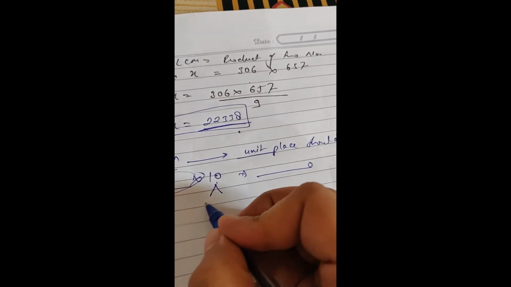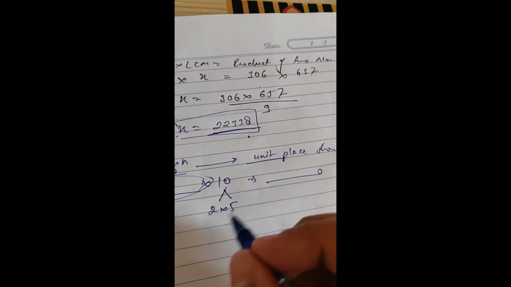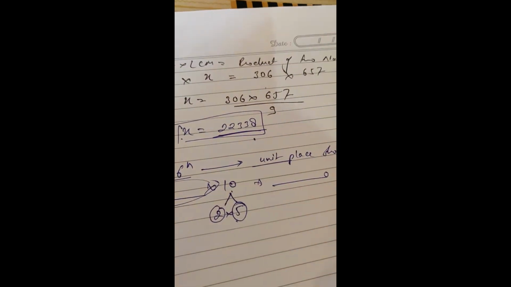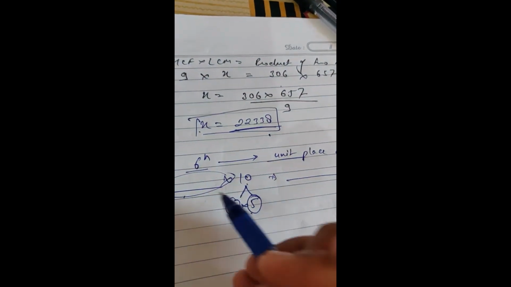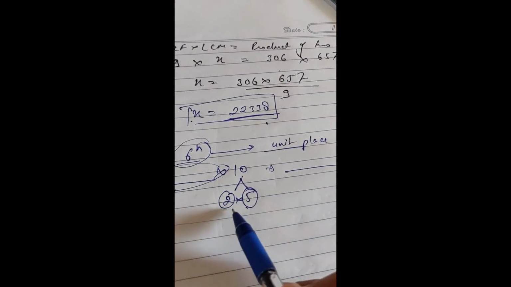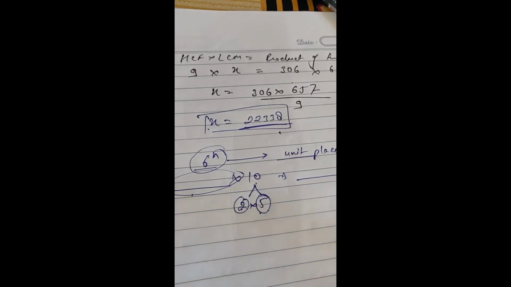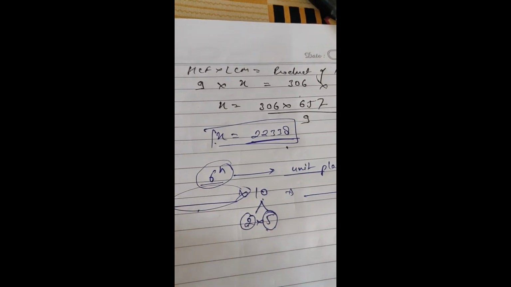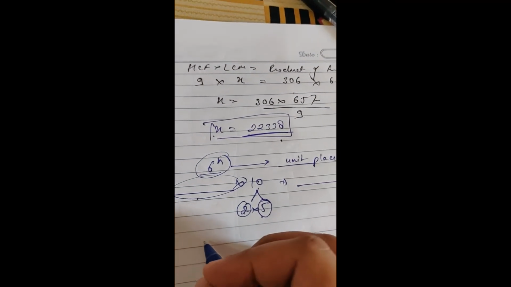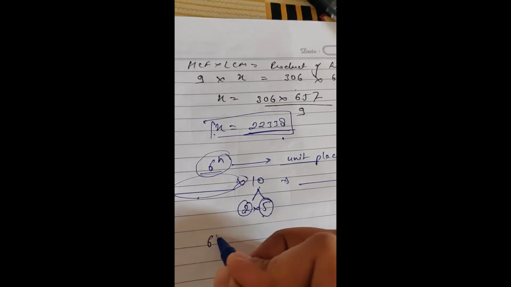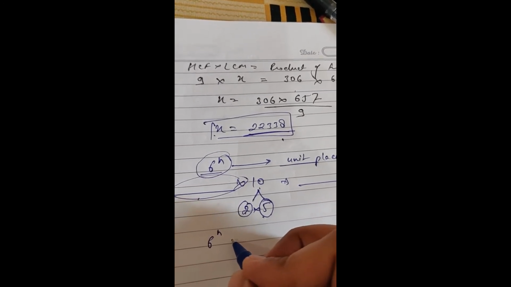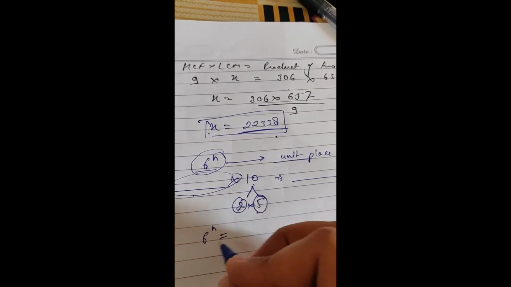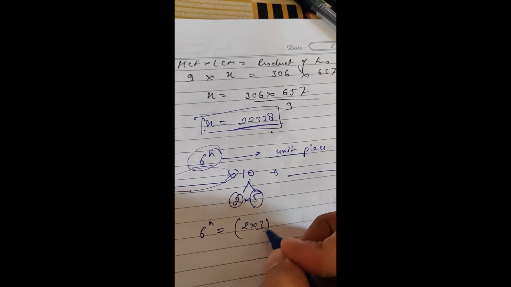Now this 10 means 2 into 5. That means there should be one 2 and one 5 for this number to end with 0. That implies that 6^n should have factors 2 and 5, because 2 and 5 together make a 10, and that will make a 0 in a multiplication. So the prime factorization of 6^n should include 2 and 5. Let's say 6 can be written as 2 into 3, so 6^n is (2 into 3)^n.